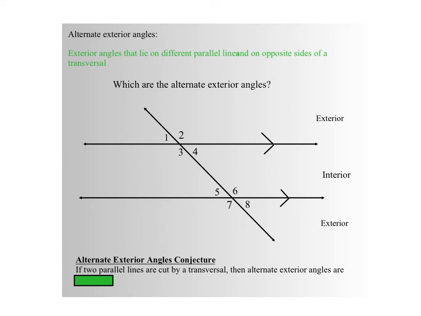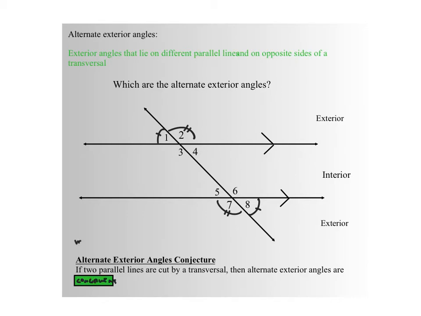Let's look at a third type of angle called alternate exterior angles. All right, so alternate exterior angles are likely exactly what you think they're going to be. Angles exterior, on the outside of the parallel lines and on opposite sides of the transversal. So angle 1 and angle 8, as well as angle 2 and angle 7. And with the same property as corresponding and alternate interior, if two parallel lines are cut by a transversal, alternate exterior angles are congruent as well.